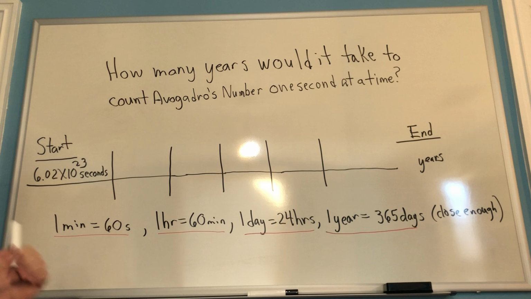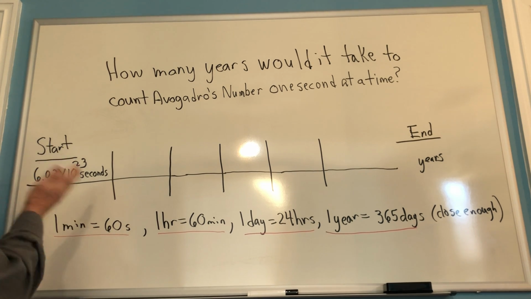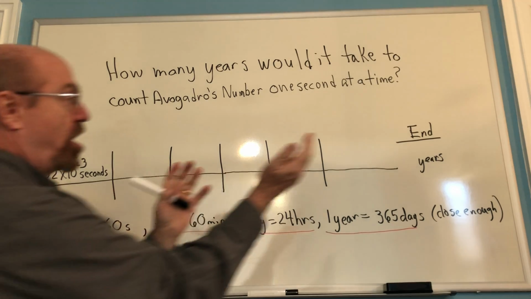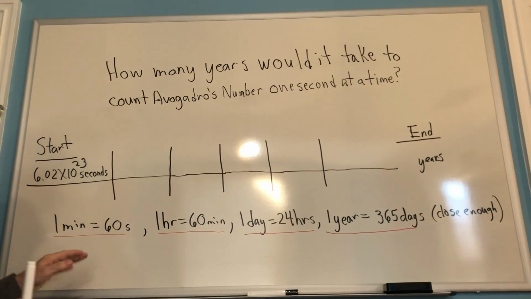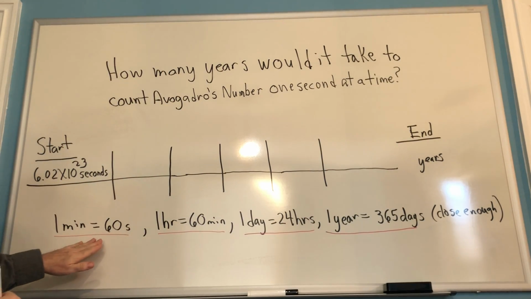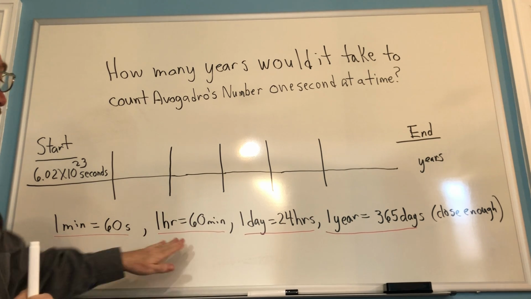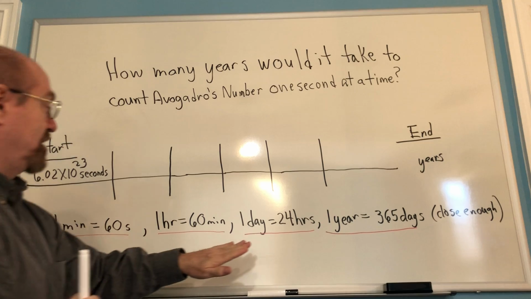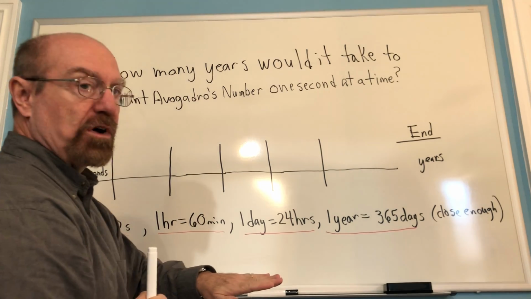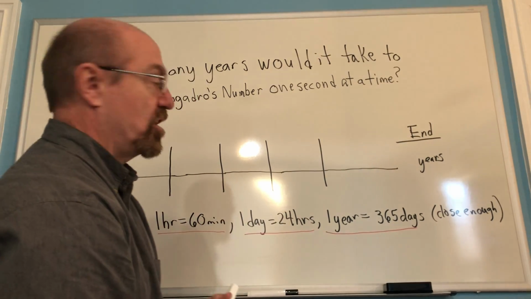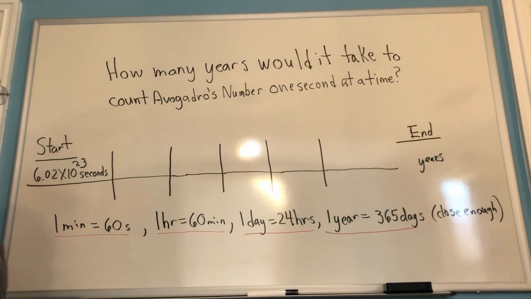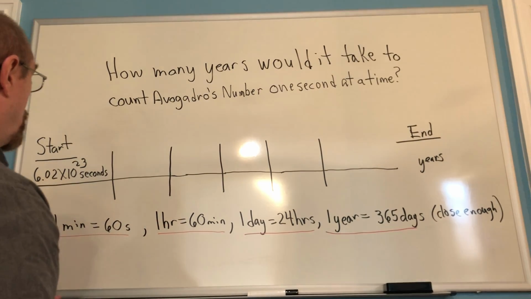But anyway, what we first got to do is figure out all the things we need to get from Avogadro's number of seconds all the way to years. Well, the things that we need are 1 minute equals 60 seconds. So these are the equivalent statements. 1 hour equals 60 minutes, 1 day equals 24 hours, and 1 year equals 365 days. It's close enough. I know it's 365 and a quarter.